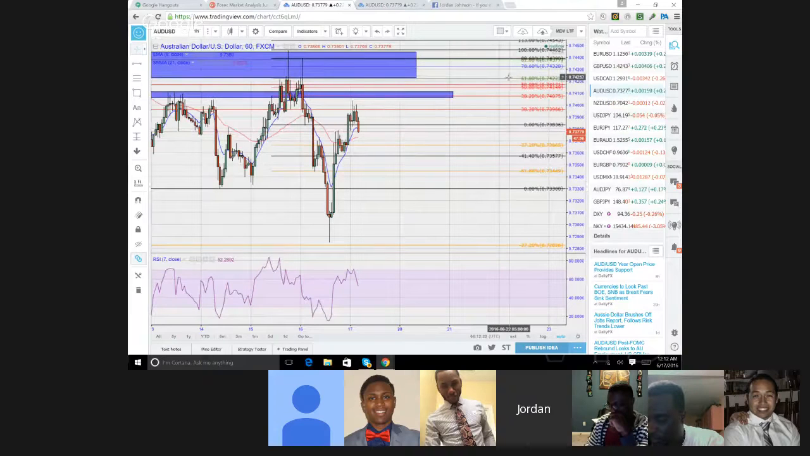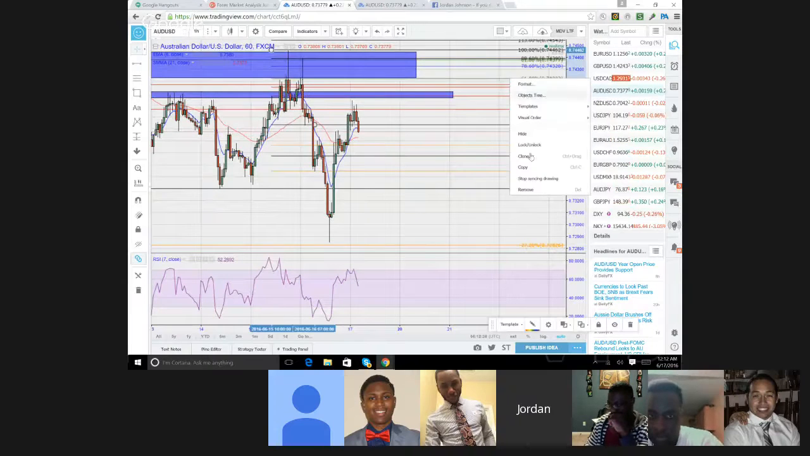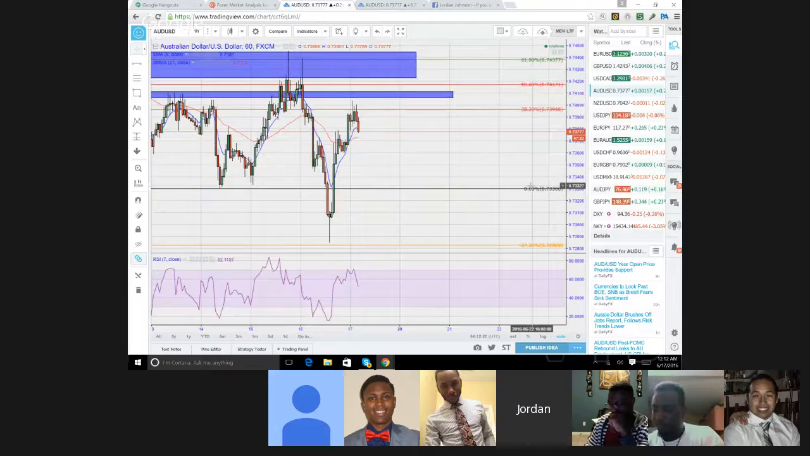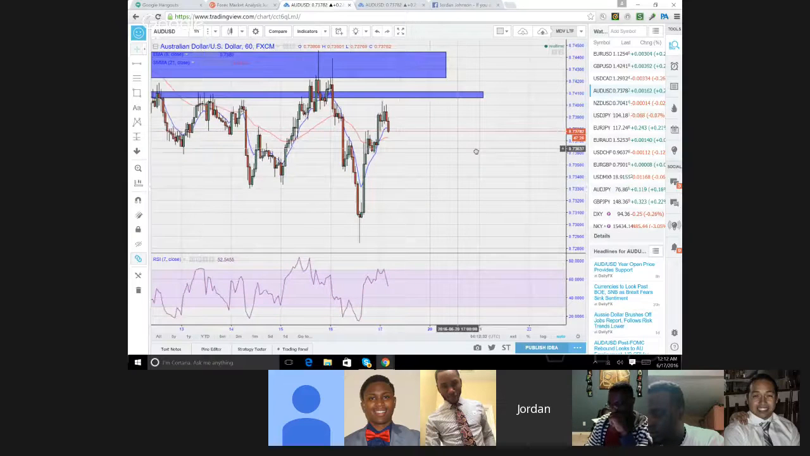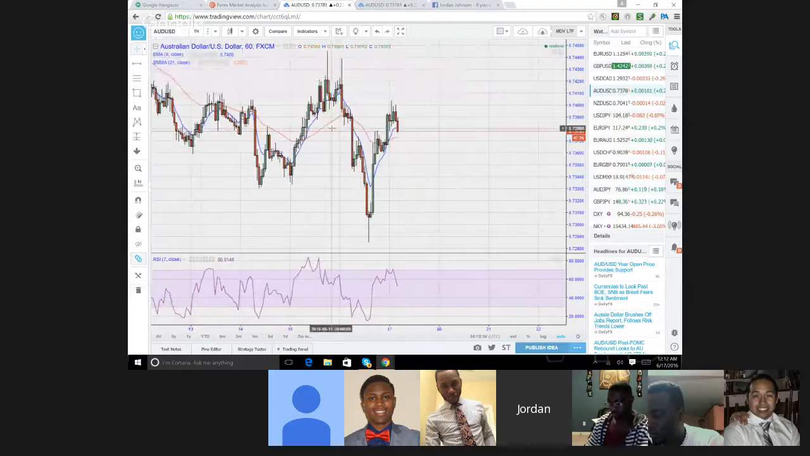Still got a lot drawn on here from yesterday. Let's see, draw this. First thing, when I see this, go ahead and remove everything. We did have kind of a double top right here where price dropped. We had this double top with divergence.